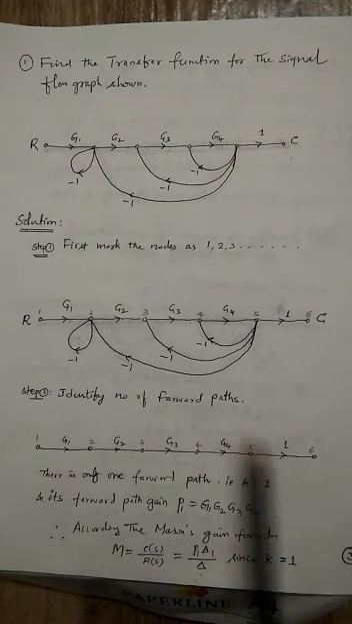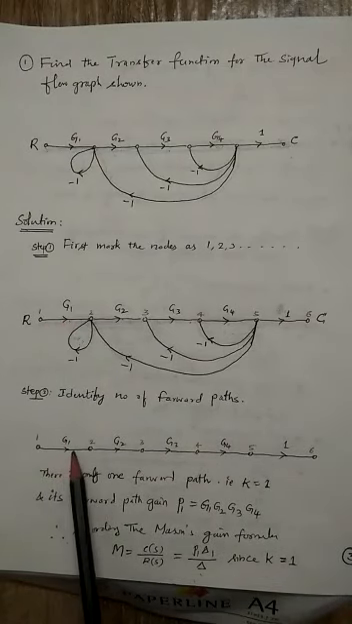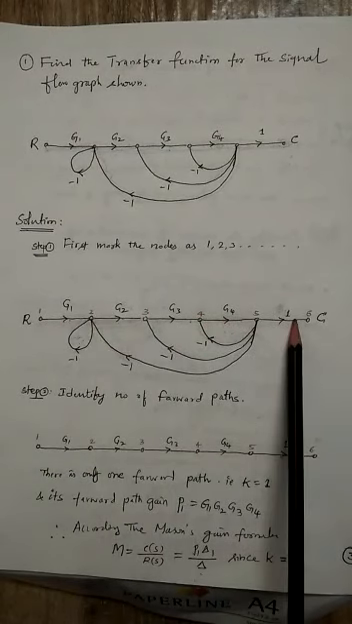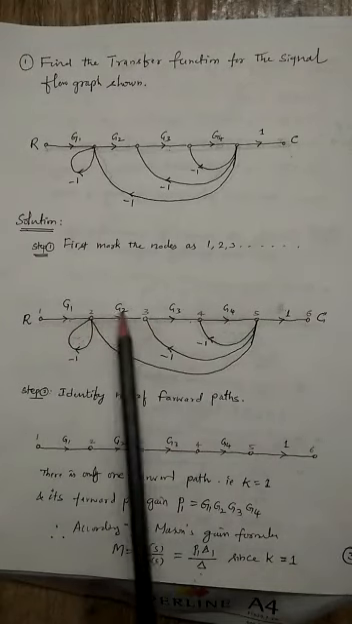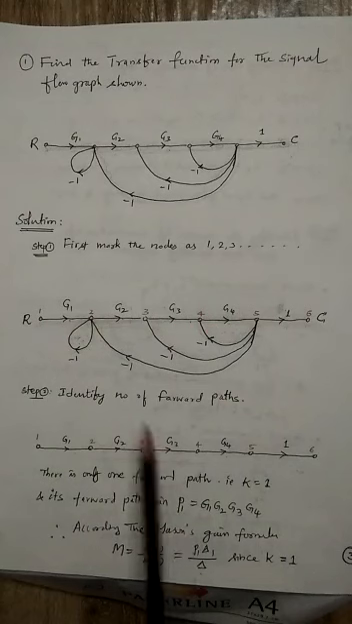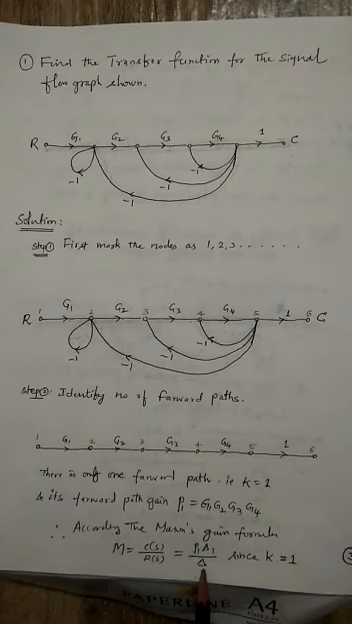So this is the forward path. The same thing is written here. So if you multiply all the branch gains, that gives forward path gain. So G1, G2, G3, G4 multiplied by 1 gives the path gain of this particular forward path. This is P1. Now you got P1. Now I should find delta 1 and delta.